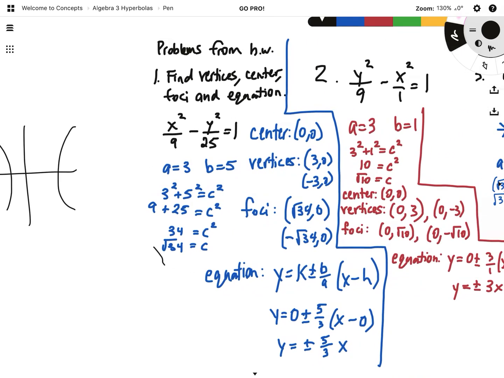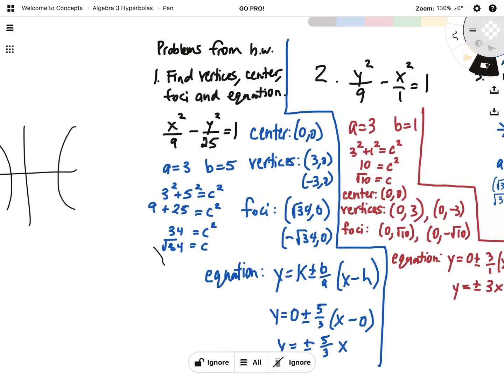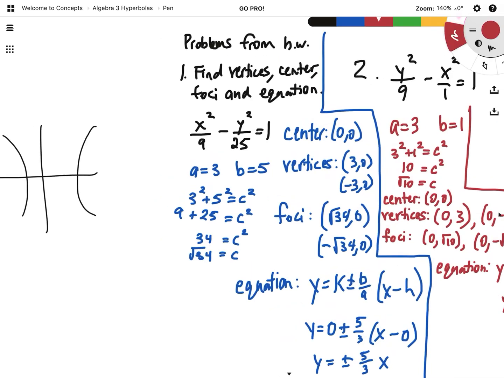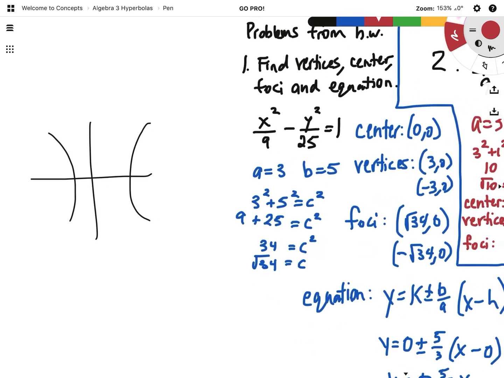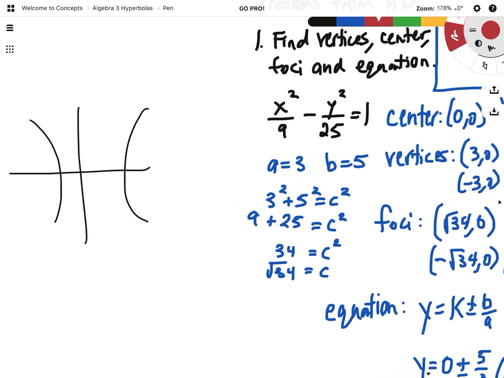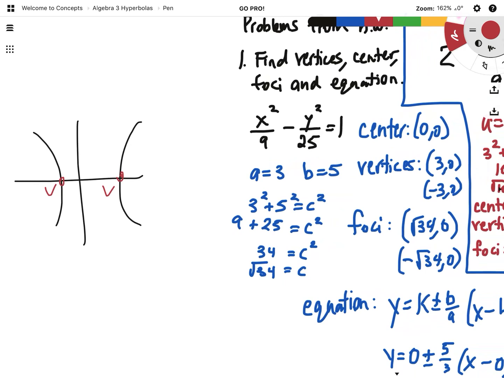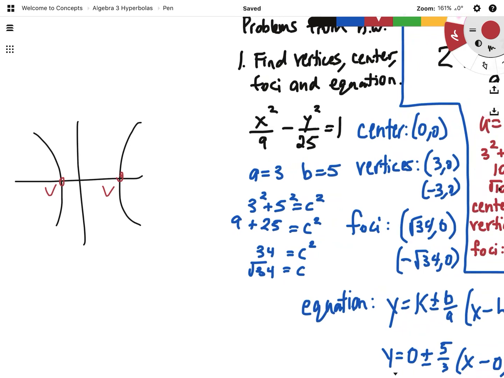Okay, so then we have a and b there. It's just the square root of 9 and the square root of 25. And we find c by using a squared plus b squared equals c squared, and then solve for c. Now, when we figure out what to add to what, so the vertices, here are the vertices, that point and that point. And so the center is at 0, 0.